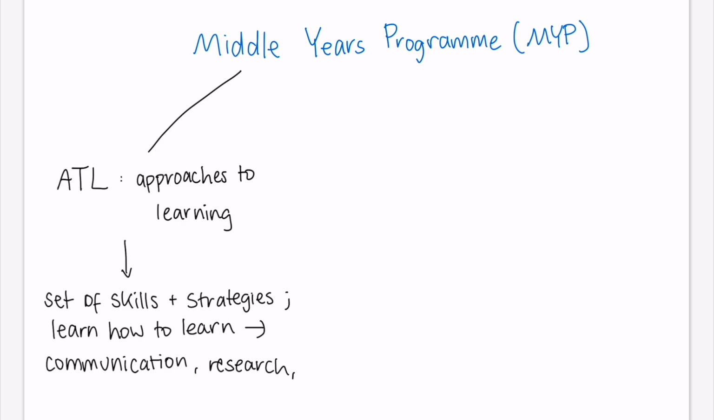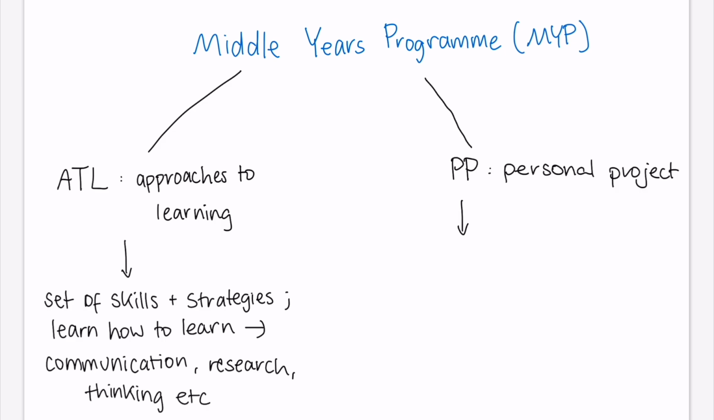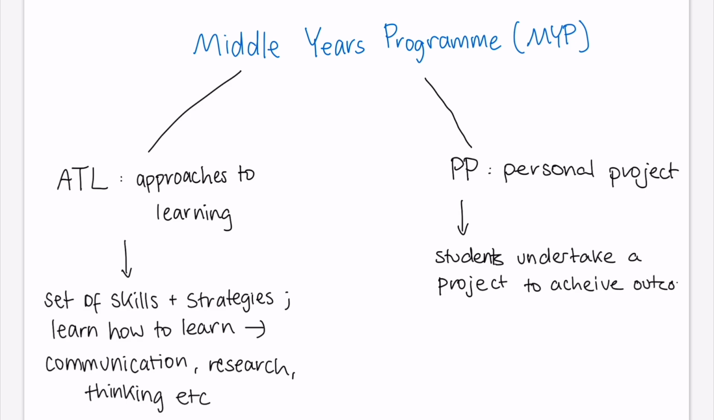Then you have the PP, which is the personal project. This is a requirement for any MYP certificate where a student can choose any topic of their liking to either create a product or achieve an outcome. And this can be either tangible or intangible. You can create a surfboard, you can make a website, anything. But you have to work on this for a whole academic year from grade 9 to grade 10.